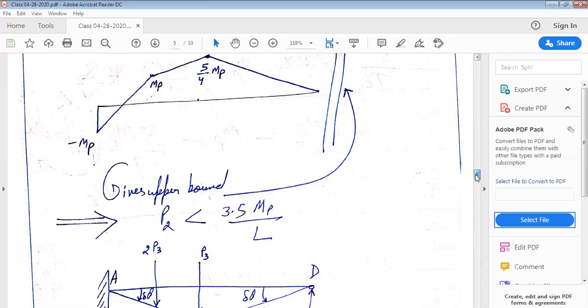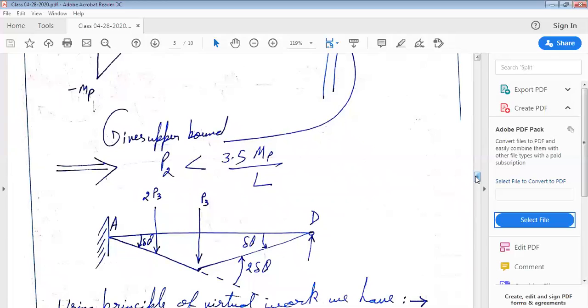Now let us think of another collapse mechanism, and we have another collapse mechanism in front of us on the screen. In this collapse mechanism, again, there are two hinges. One hinge is at x equal to 0 at the leftmost end, the end A. And there is a hinge at x equal to L by 2 from the right end. And so two plastic hinges at x equal to 0 and at x equal to L by 2. The plastic hinge at x equal to 0 is experiencing an angular rotation of delta theta, and the plastic hinge at x equal to L by 2 is experiencing a plastic rotation of 2 delta theta.